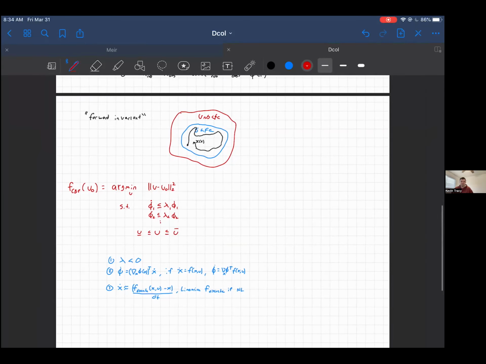Hey, Kevin. Yeah. Is there no way that we can just use this cost function and these constraints while solving the original QP for getting the optimal control? Yeah, you totally can. So this is what's coming next.